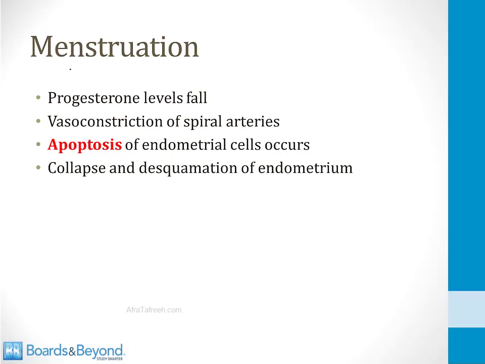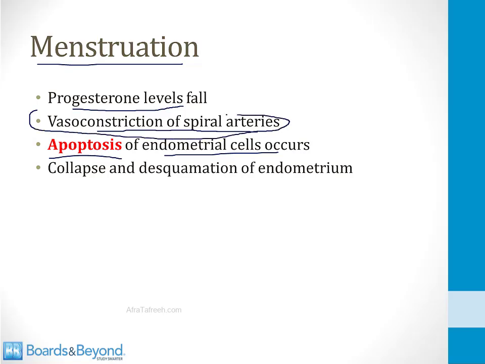If implantation does not occur, the woman will menstruate. This happens when progesterone levels fall. There's vasoconstriction of the spiral arteries, and then there is apoptosis of endometrial cells, which occurs. It used to be believed that vasoconstriction and ischemia drove menstruation. It's now believed that apoptosis is actually the cause. But through whatever mechanism, there is collapse and desquamation of the endometrium, and this leads to menstruation.